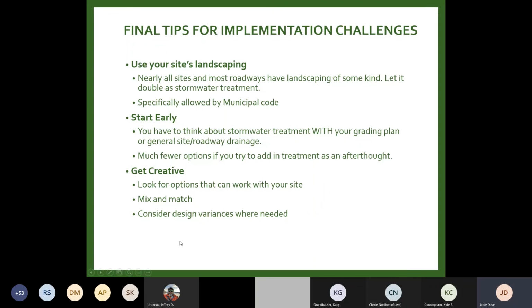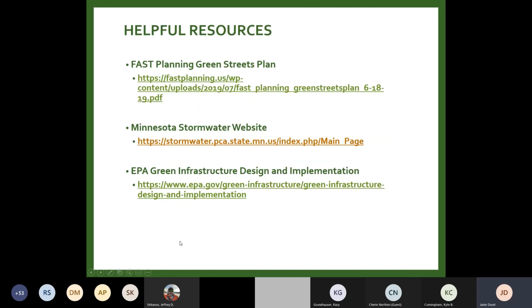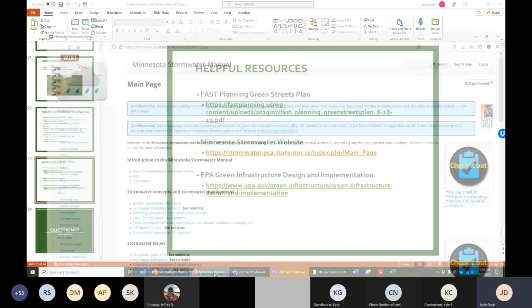So I want to show you a couple of resources that I think are helpful. This is the Green Streets Plan that we did actually for FAST planning. It used to be FMATs. There's some helpful resources in here that I think this group might find useful. And then the Minnesota Stormwater website, as well as the EPA's Green Infrastructure Design and Implementation website, both have a lot of tools for designers. I like this one the most, and I'm actually going to show it to you. They're both helpful, but I'm going to show you the Minnesota Stormwater website quickly.